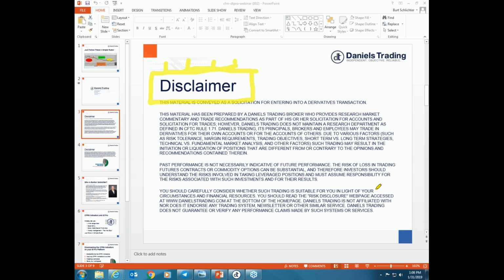And the other part of this too is, you know, the capital that you are trading should be risk capital. It has to be money that you can afford to lose and not change your lifestyle. Okay. That's a reality too.